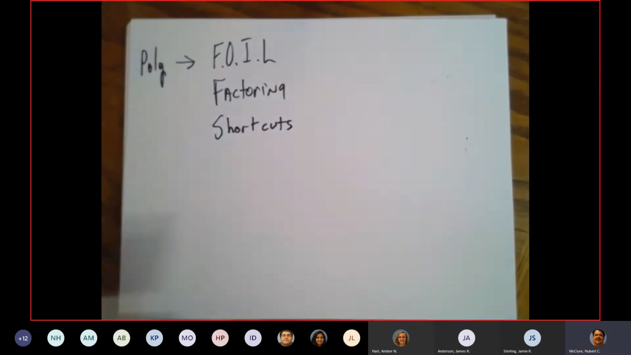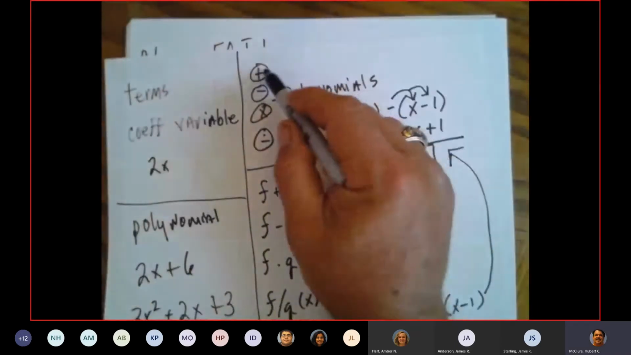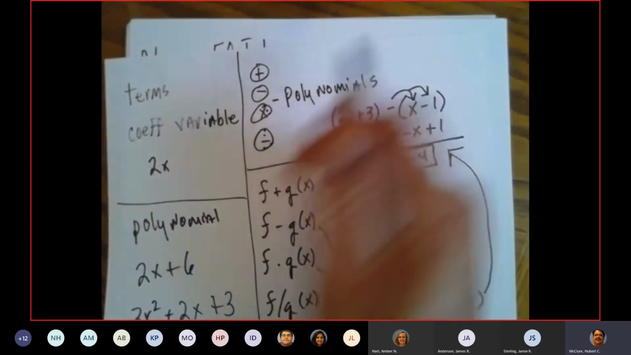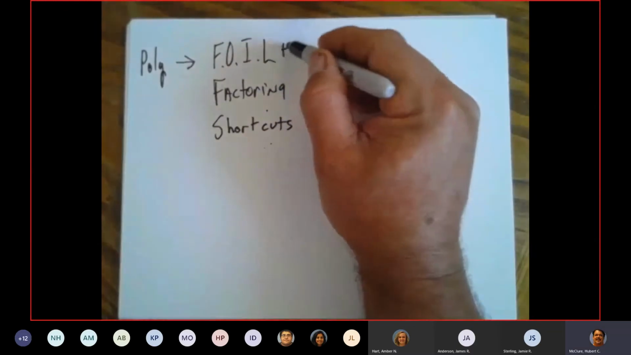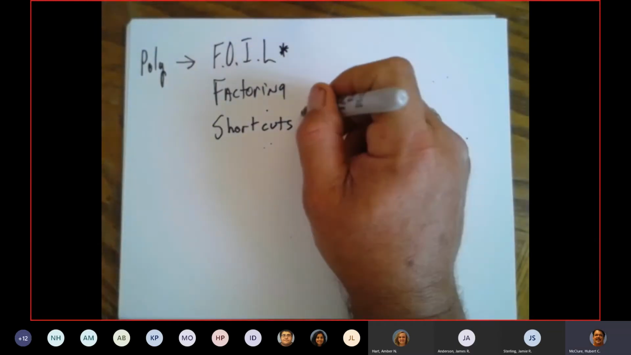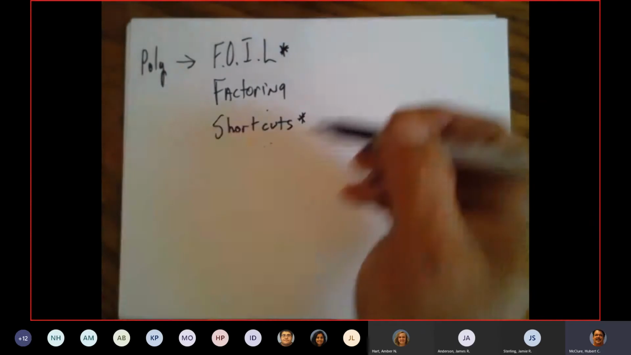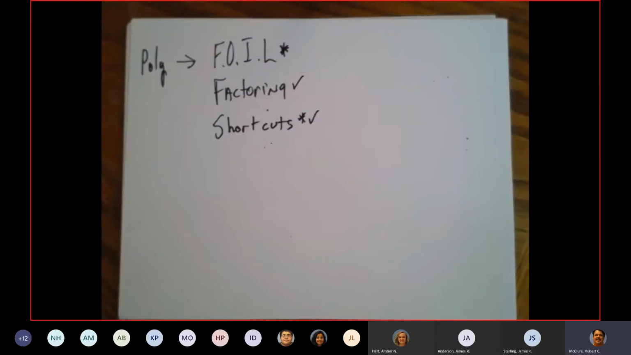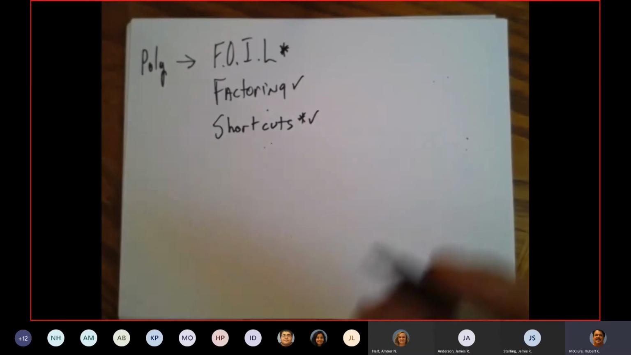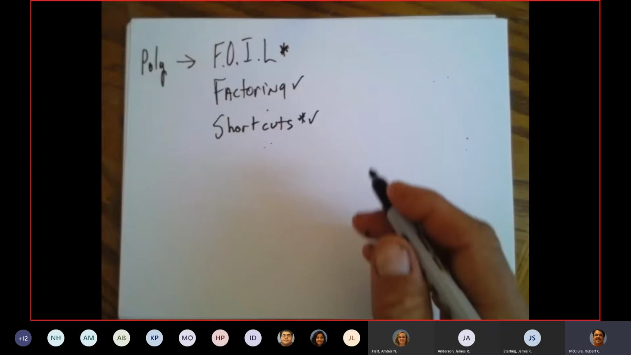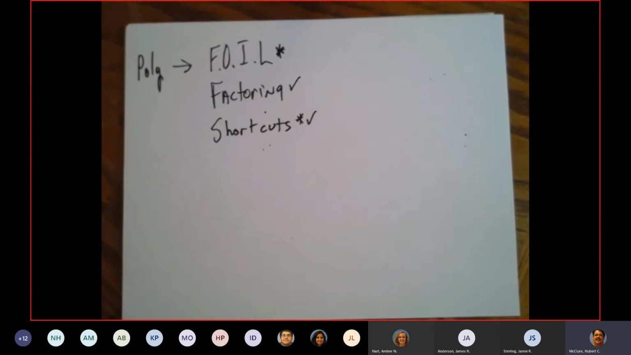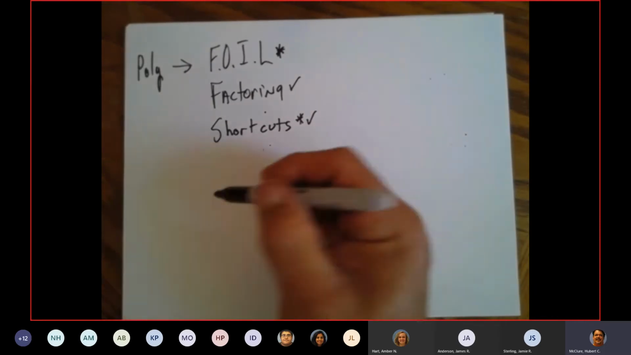Okay, I showed you that we had addition, subtraction, multiplication, and division. But with multiplication, you've got the FOIL method and you've got the shortcuts. With division, you've got factoring and you've got the shortcuts. So there's an extension of multiplication and division with the polynomials, and they're called the FOIL method and the shortcuts, and factoring and the shortcuts. So let's just kind of jump into that right quick to knock your cobwebs loose.